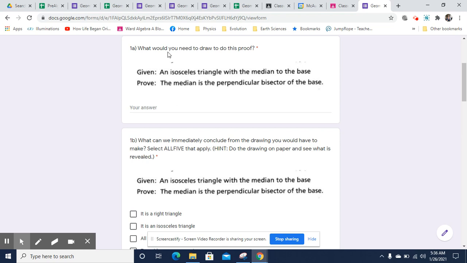And the first question says, what do we need to draw to do this proof? Well, it says given an isosceles triangle with a median to the base. So that's what we need to draw. We need to draw that given. So here I'll draw it.